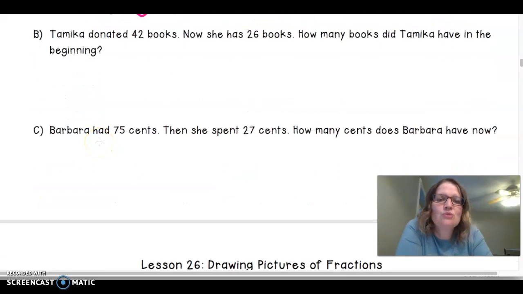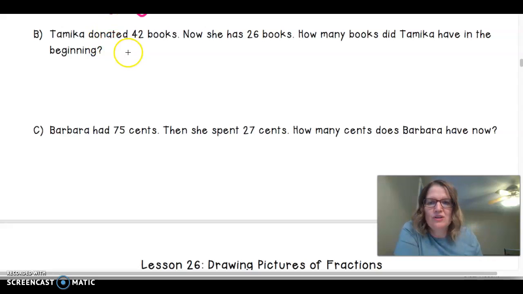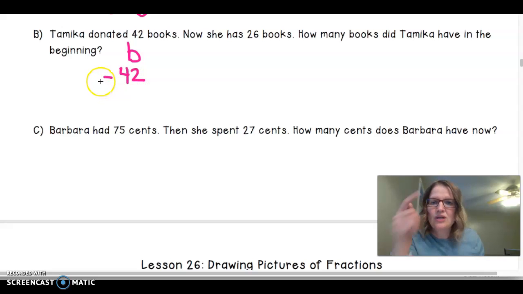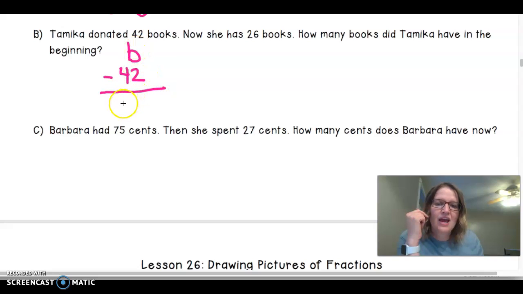Tamika donated 42 books. Now she has 26 books. How many books did Tamika have in the beginning? So it's going to look like, okay, here are all the books that she had. And she donated 42 of them. This automatically lets me know that this number is going to be bigger than 42. I'm feeling good about that. So after she donated the books, she had 26 books left.